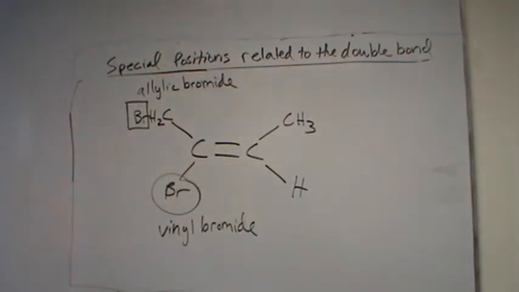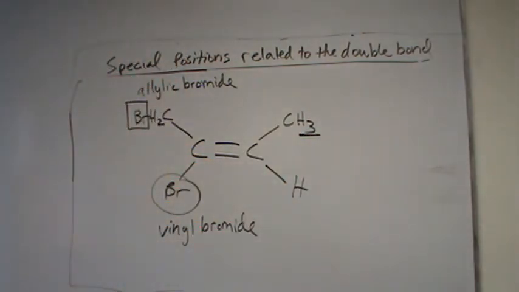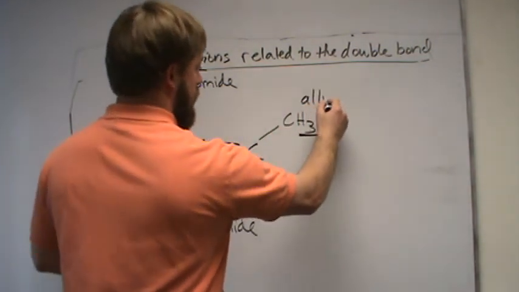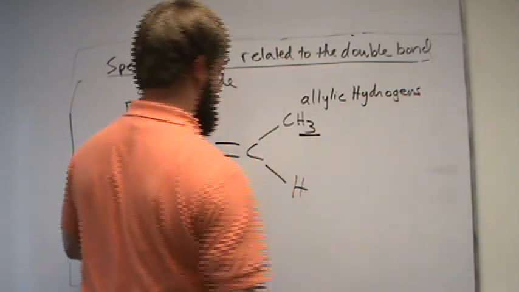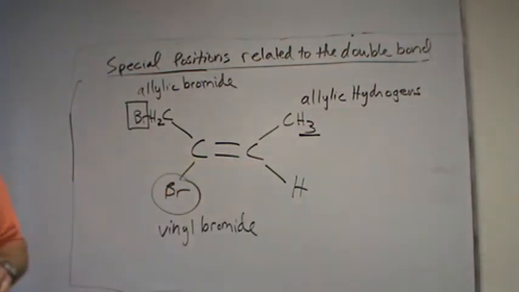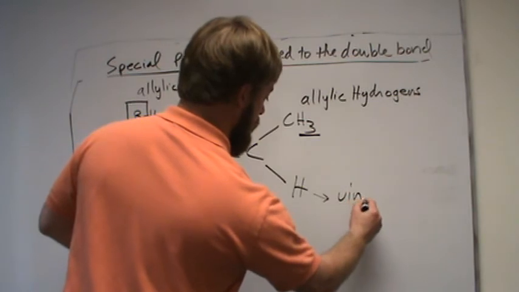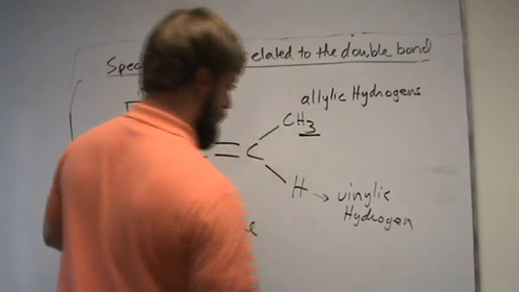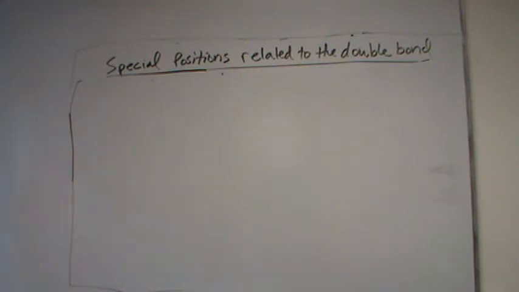What kind of hydrogen would these three hydrogens be called? They're attached to the allylic carbon. They're at the allylic position. So they are allylic hydrogens. Finally, this hydrogen is directly bonded to the carbon of the double bond, so it is a vinylic hydrogen. This can get a little bit complicated, but you'll see it in common naming.